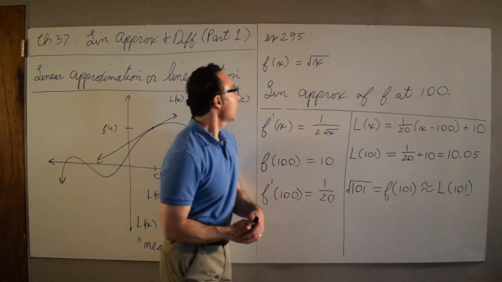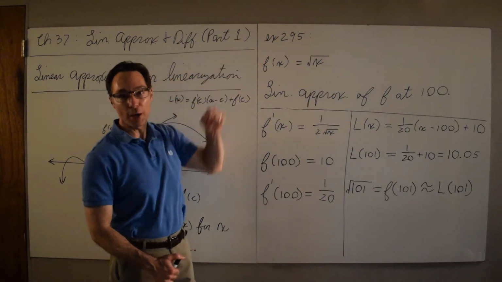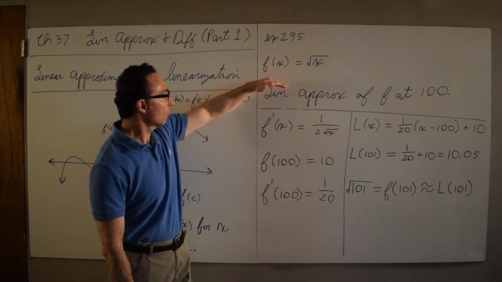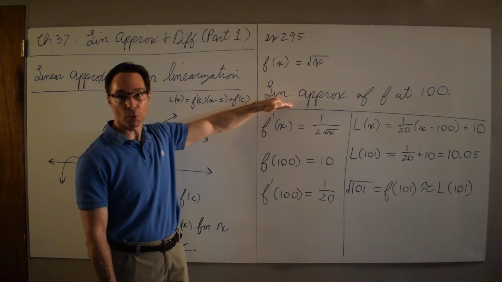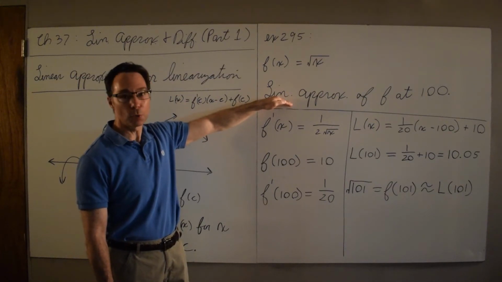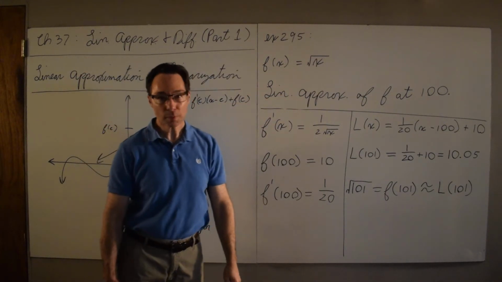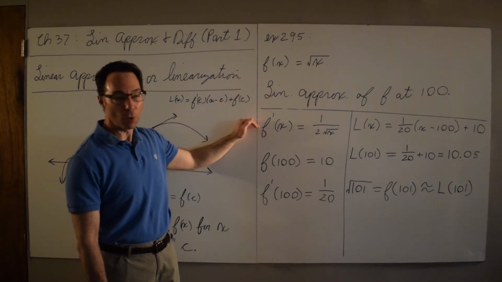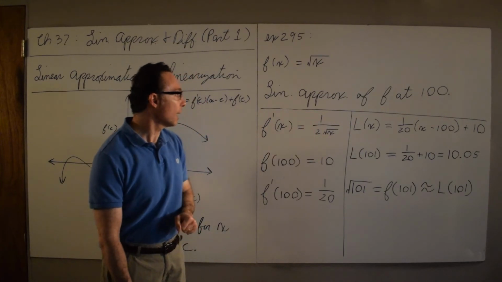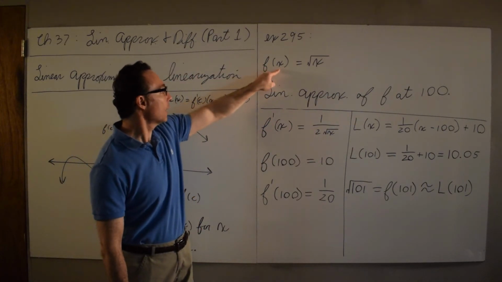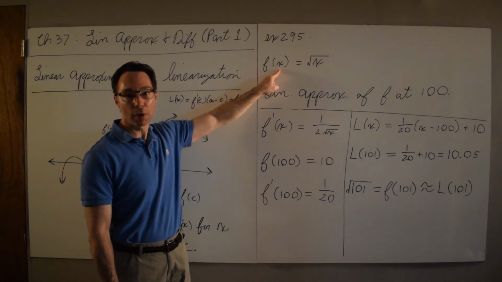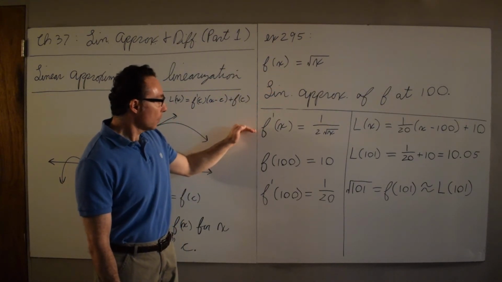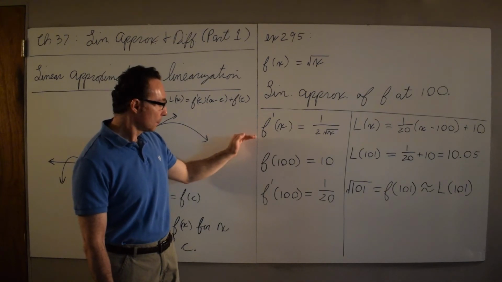So let's look at an example. Example 295. Our function is the square root of x. We're going to look at the linear approximation, or the linearization, of f at 100. So we calculate the derivative of f. F prime of x is 1 divided by 2 times square root of x. If you want to, write f of x as x to the 1/2 power, and then use the power rule. So we calculate the derivative.